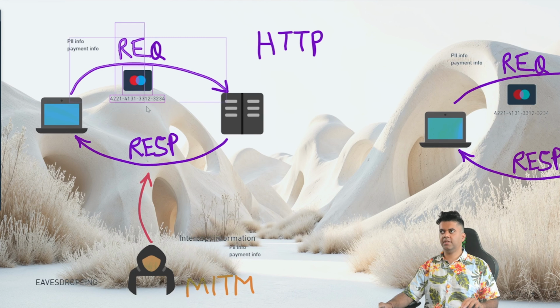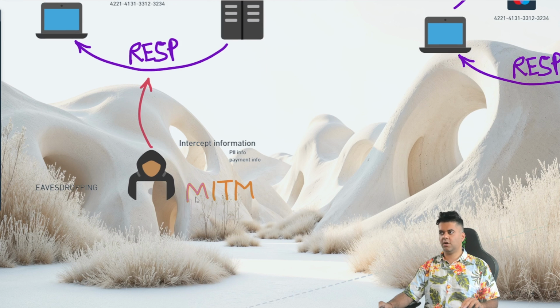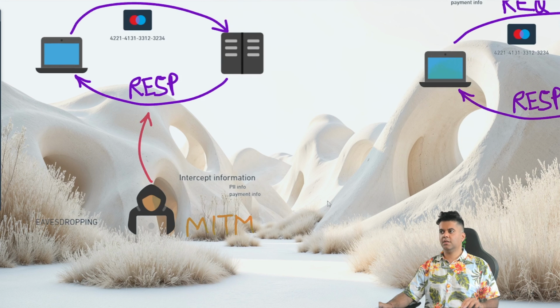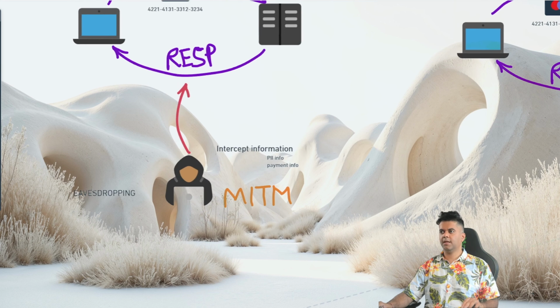Now, at any of these two scenarios, there could be a hacker, which is called a man-in-the-middle attack. The hacker can now intercept information, your PII information or your payment information. This means this is susceptible to eavesdropping.